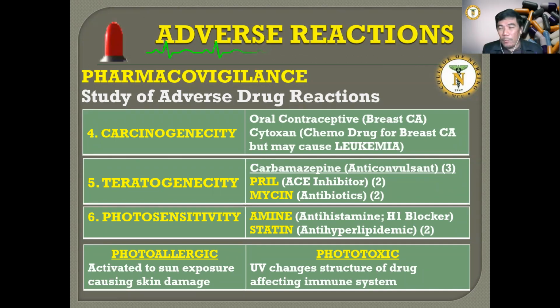Kasi the first line of defense that will be affected is the skin. Pero if it is phototoxic, the immune system, which is somehow we could be unconscious that we are already affected when it comes to this photosensitivity.